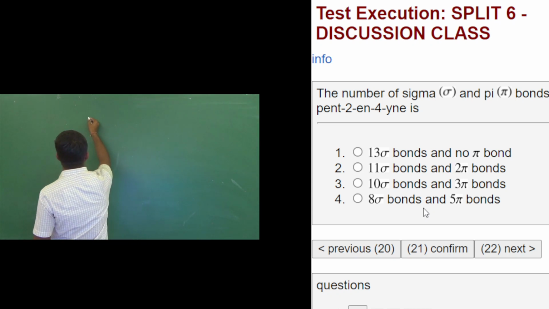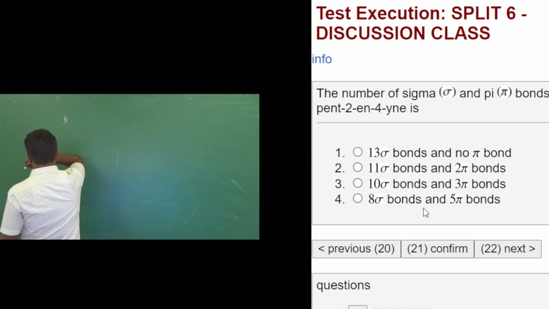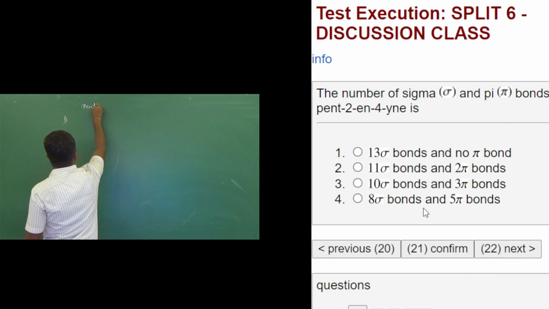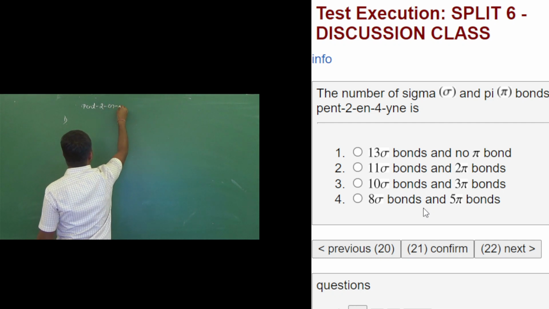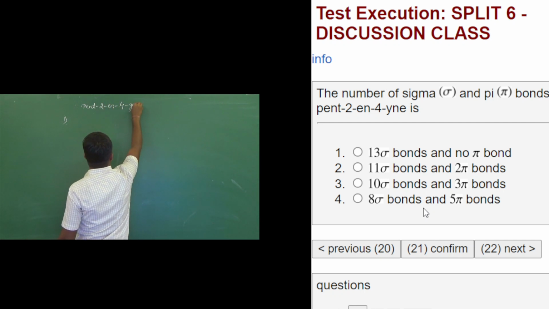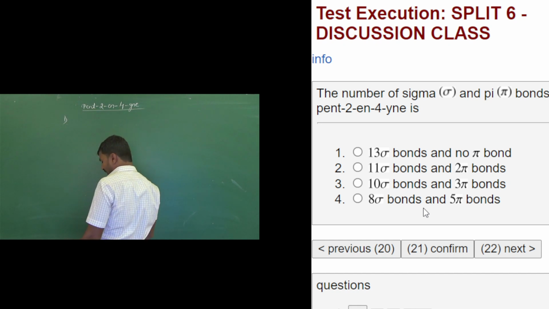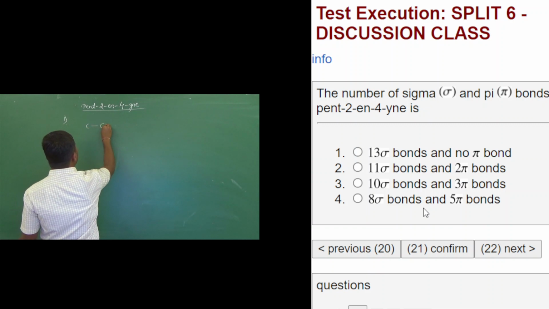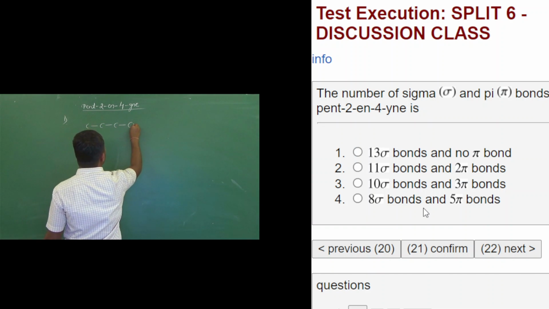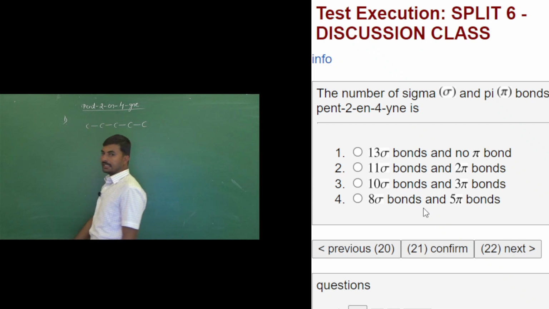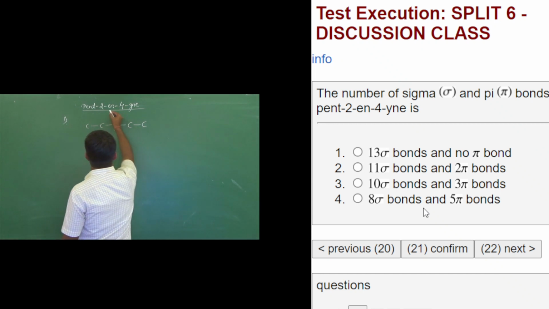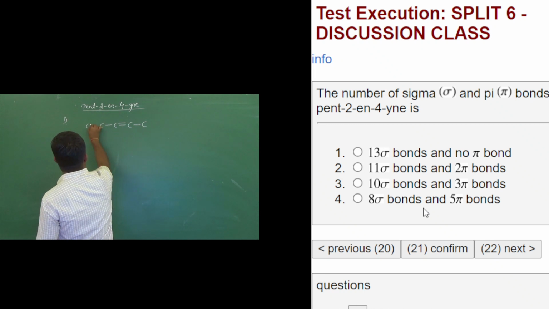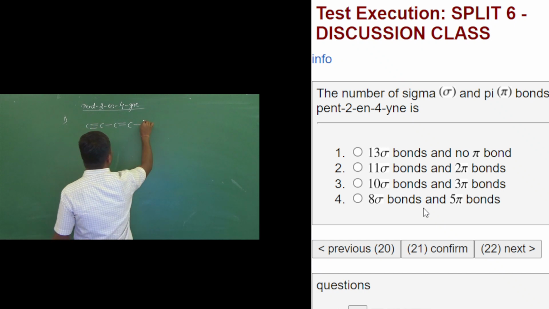So what is the molecule that they have given? The name of that molecule is pent-2-ene-4-yne. In order to identify the number of sigma and pi bonds, first we have to write the structure of the molecule. So pent-2-ene means this molecule which includes 5 carbon atoms in its parent chain, in which the second carbon consists of a double bond, followed by the fourth carbon atom which consists of a triple bond.